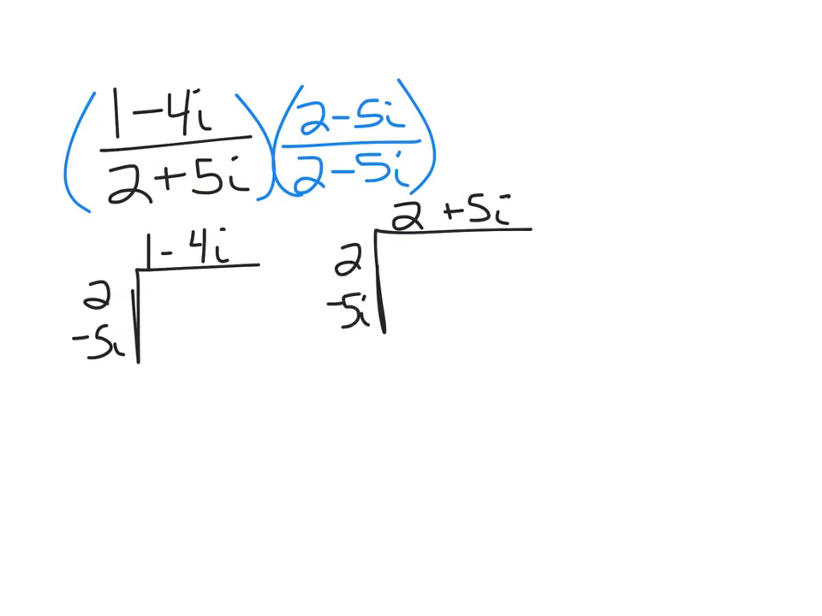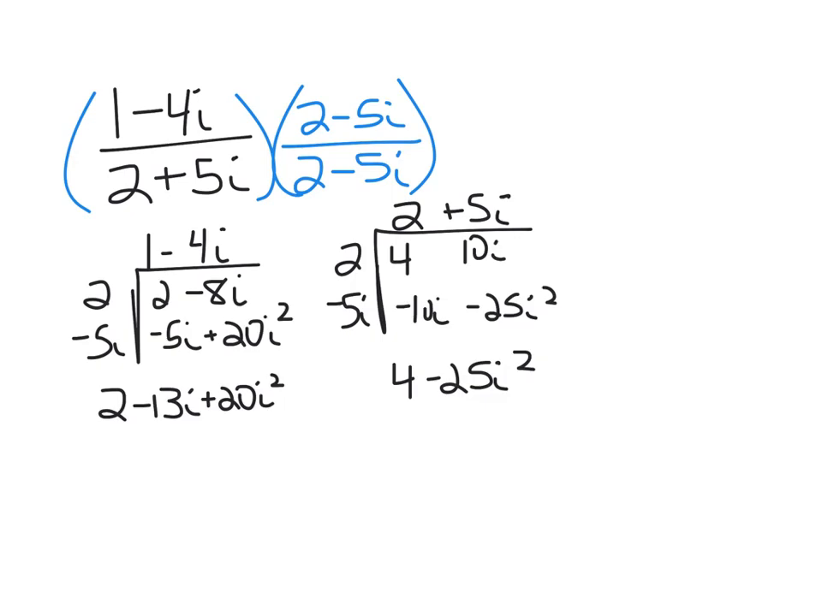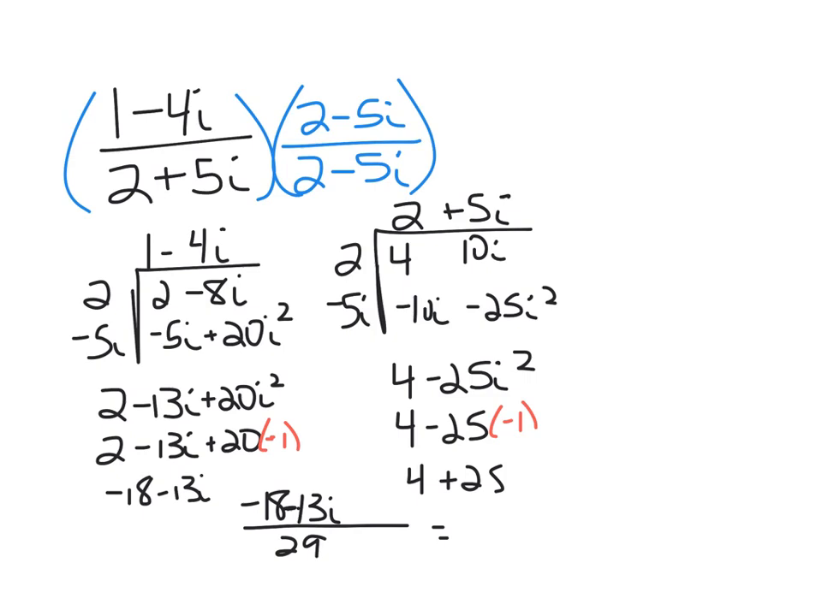I'm going to multiply all this stuff out. Then I'm going to replace everything with an i squared with negative 1. So once I simplify down, I get negative 18 minus 13i over 29, and we're going to split up that fraction. Now, neither of these two problems had anything to simplify, but you always want to check if those fractions, once you split them up, can simplify a little bit. Done.